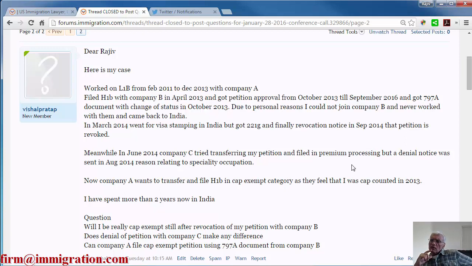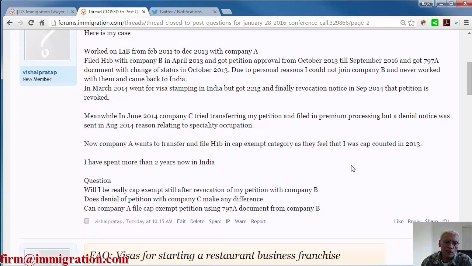Because if the H1 is revoked through the consulate, I think you are back being cap subject. I'll have to look up the law on this, but my first guess, educated guess, is you are not exempt from the H1 quota. Okay, that actually answers all your questions.